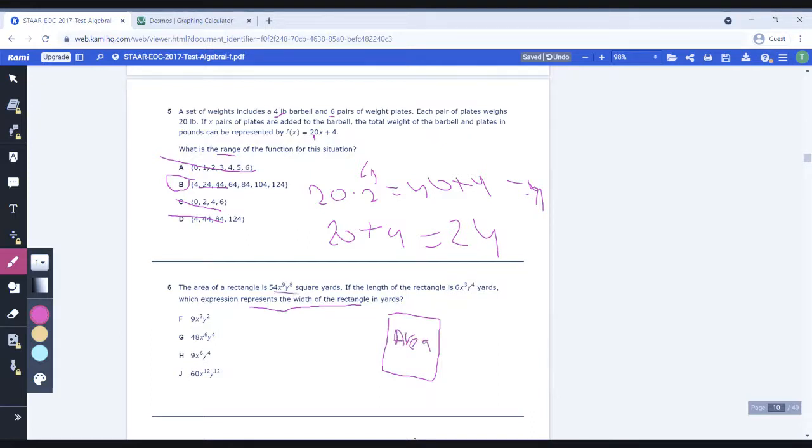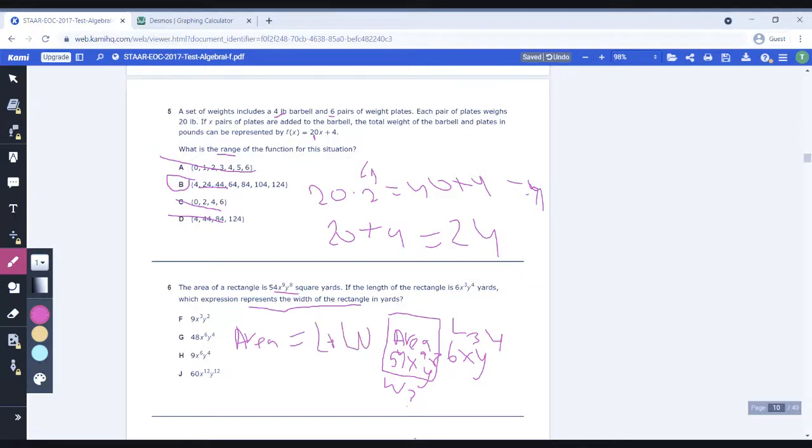So area is that number, and this is our length, and this is our width, right? So our length is 6 x to the power 3 y to the power 4, and our area is 54 x to the power 9 y to the power 8, and this is our width. We don't know our width, but we do know that to get our area, we have to multiply our length times width. Area is equal to length times width.